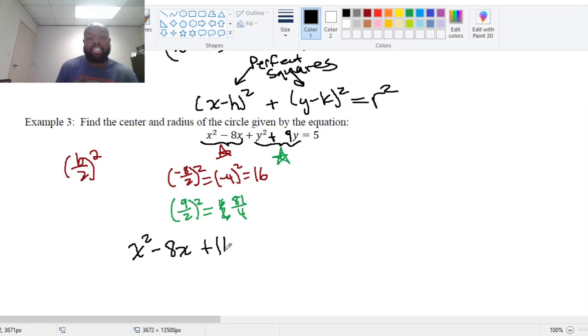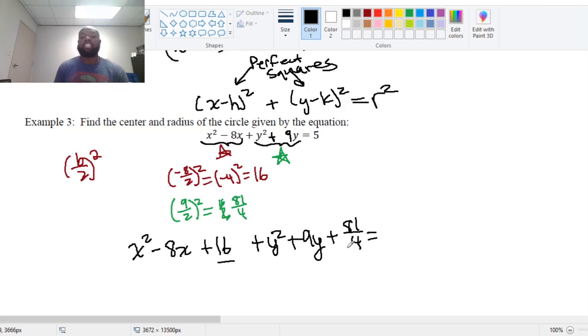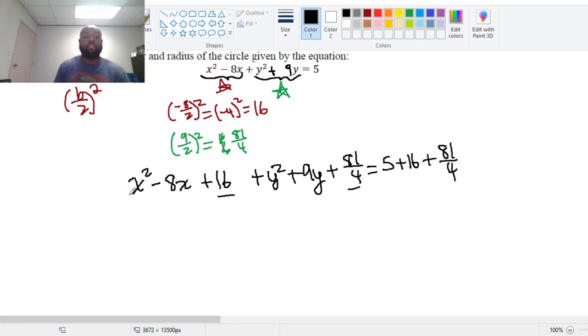Like, for instance, I need to add the 16 here. And then for my y squared plus 9y, I'm going to have to add my 81 over 4 here. Now, I added this and this on my left-hand side. I have to add it to the right-hand side as well in order to keep my equation balanced. Now, this looks like a lot, right? But we're going to look at these independently.